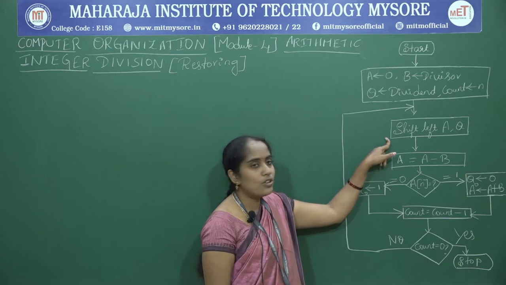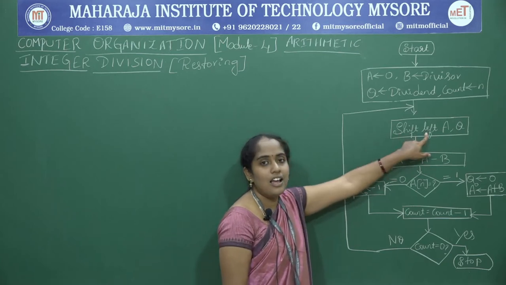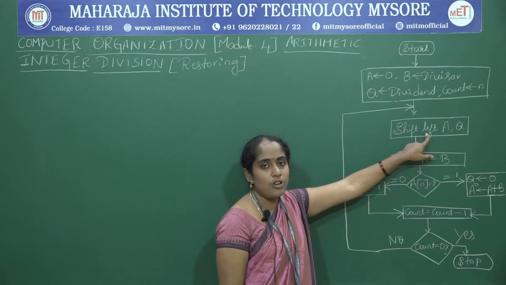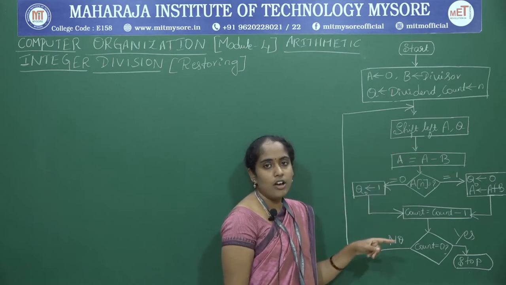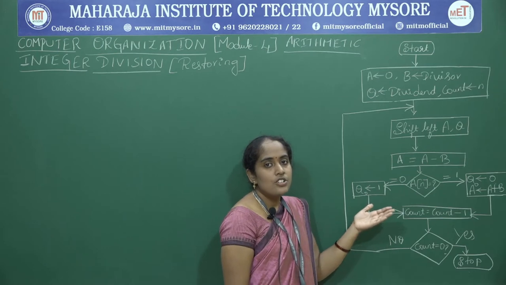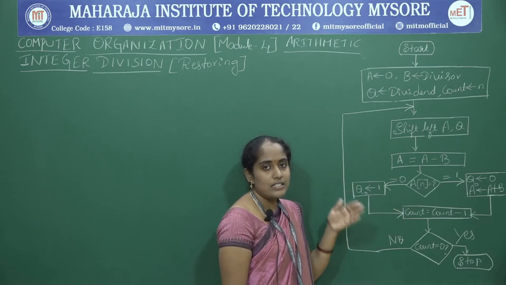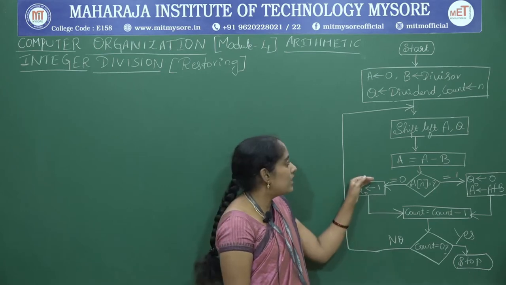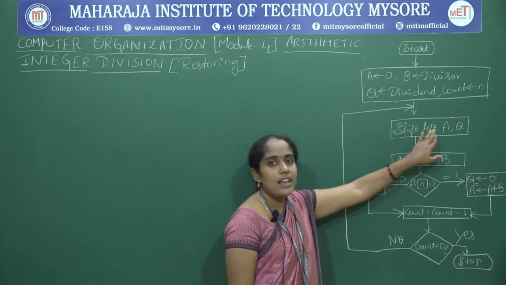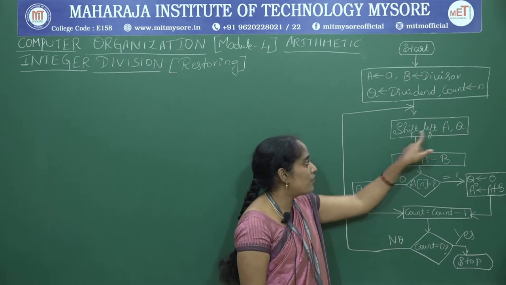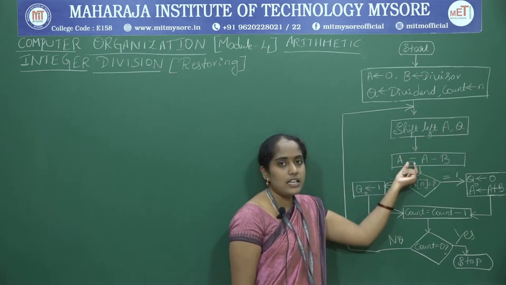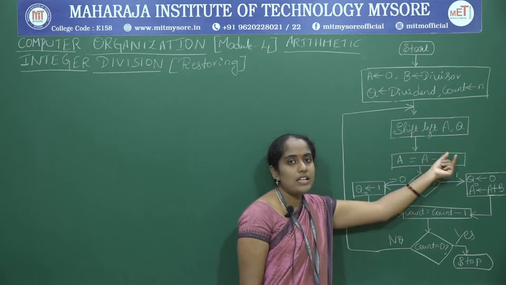Here you need to perform the shift left operation. In multiplication we used right shift: in Booth's algorithm, first we use shift right and in the second method we use arithmetic shift right. But here we are using shift left. So shift left A and Q, then A is equal to A minus B.